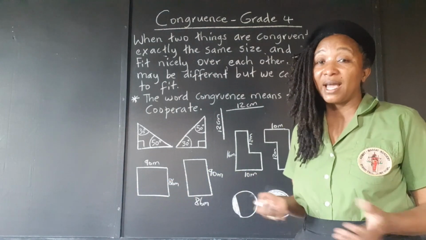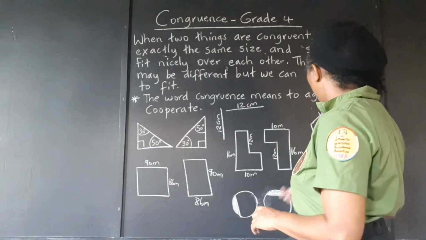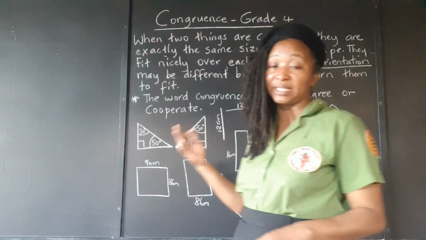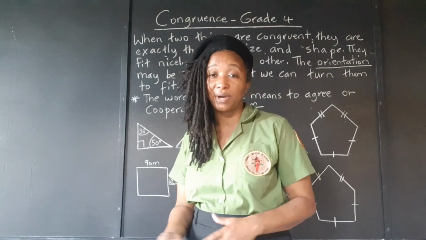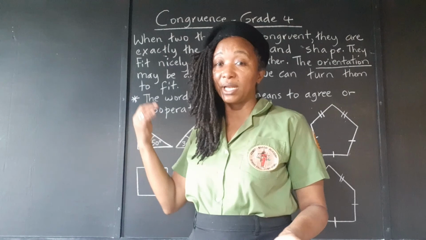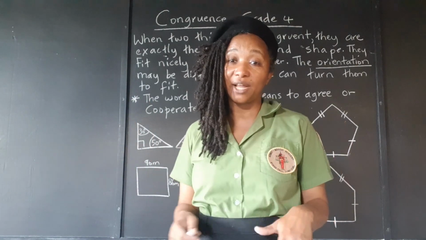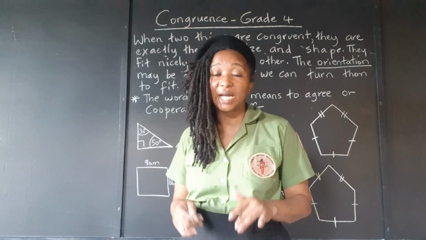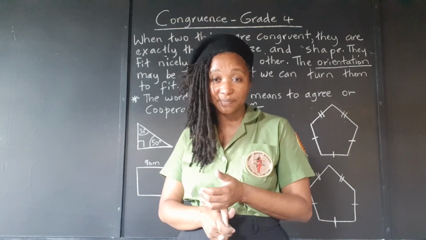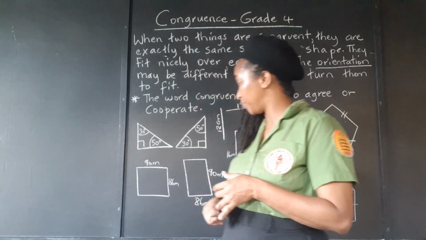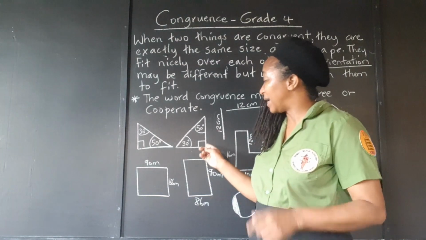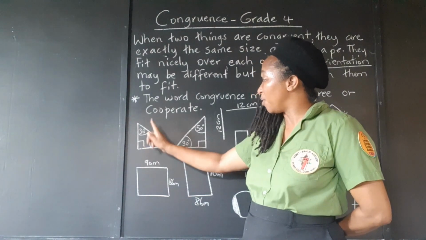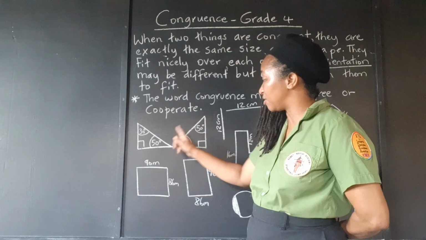But actually they are congruent. Remember, we said they can have a different orientation. One can turn to the right, one can turn to the left, one can turn up, one can turn down. That does not matter. What matters is the clues that we're looking for, the size and the shape. So they are both right angle triangles. They both have a 30 degree and a 50 degree angle.